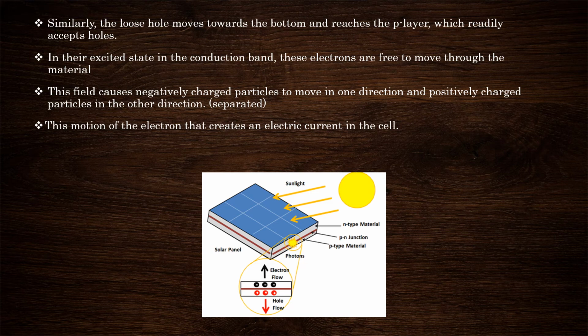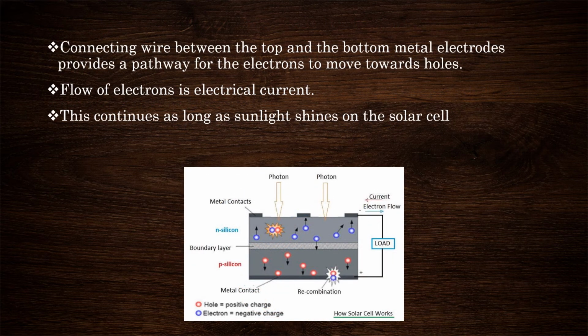This field causes negatively charged particles to move in one direction and positively charged particles in another direction. In other words, they are separated. Next, the connecting wire between the top and bottom metal electrodes provides a pathway for the electrons to move towards the holes. Then, the flow of electrons is electrical current. This continues as long as sunlight shines on the solar cell.